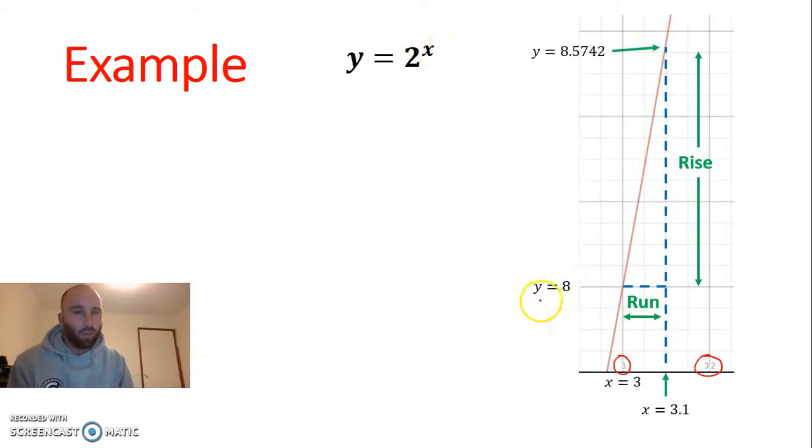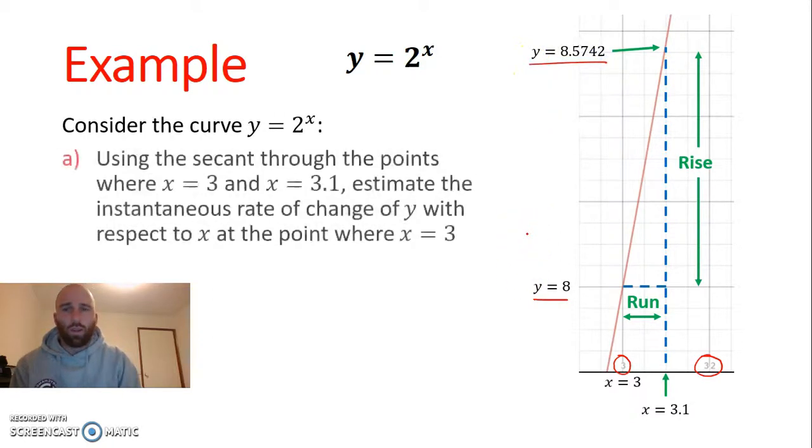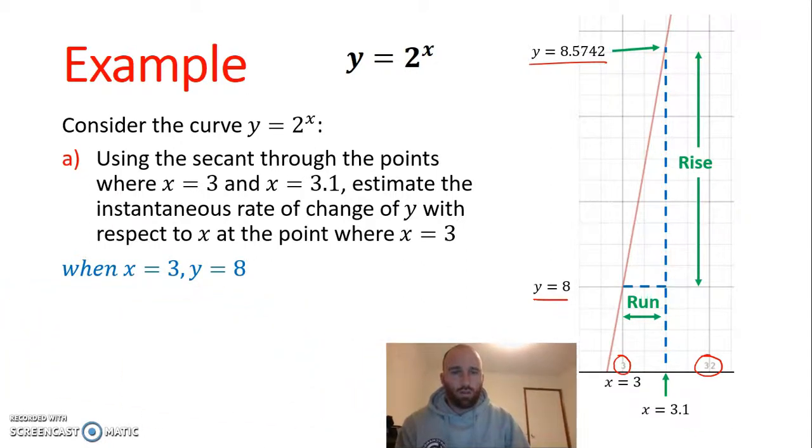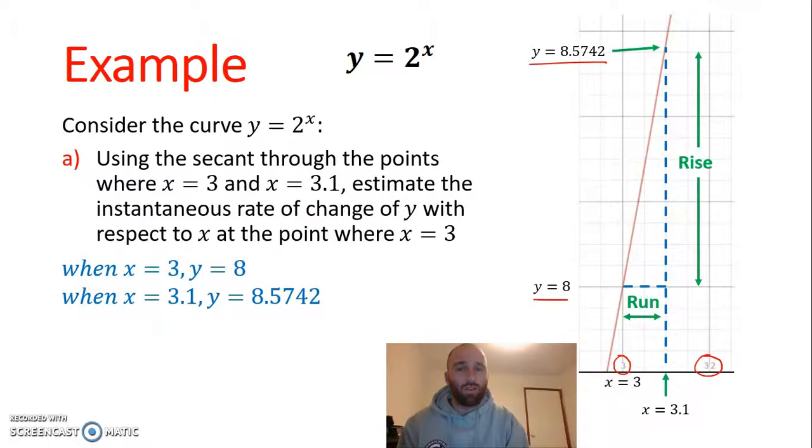So what values do we get? 2 to the power of 3 is 8. 2 to the power of 3.1 is 8.5742. Now that we have these coordinates, what we can do is find the gradient between those 2 points, very small points. So when x equals 3, y equals 8. When x equals 3.1, y equals 8.5742.